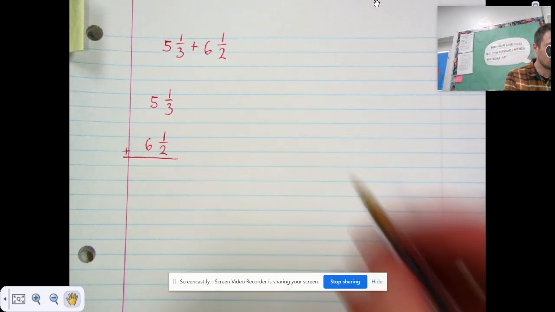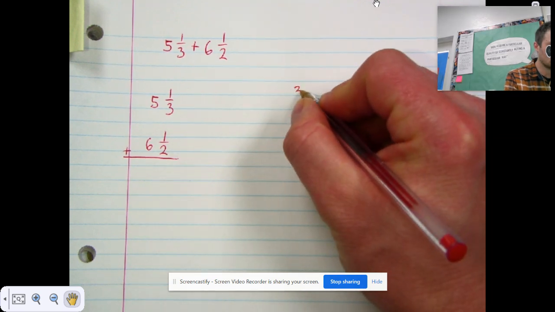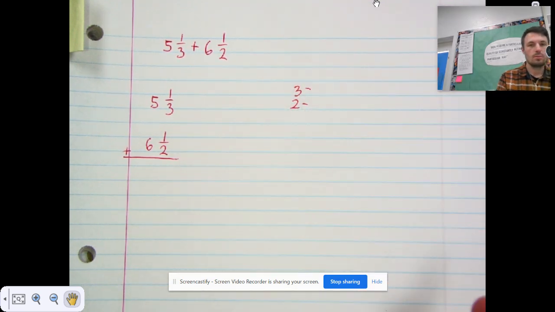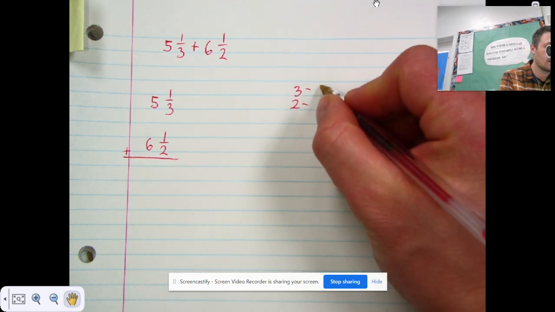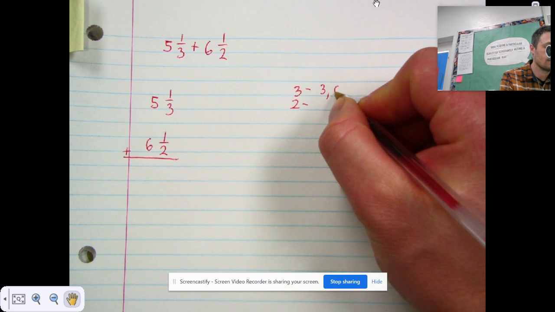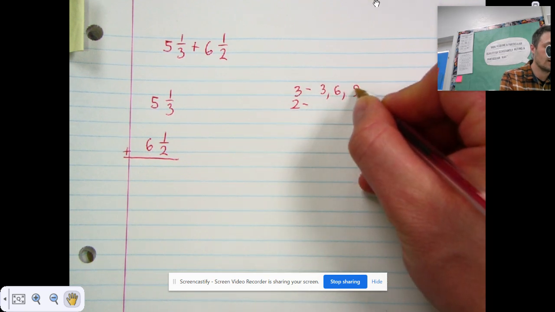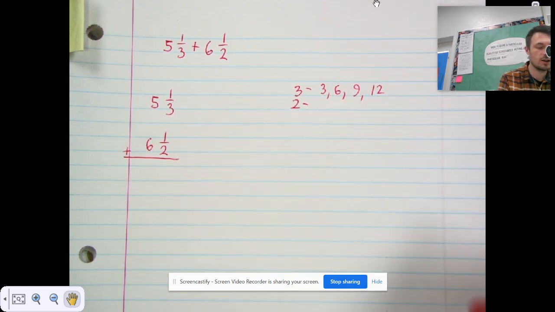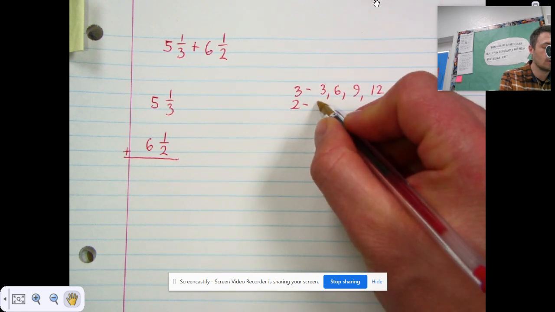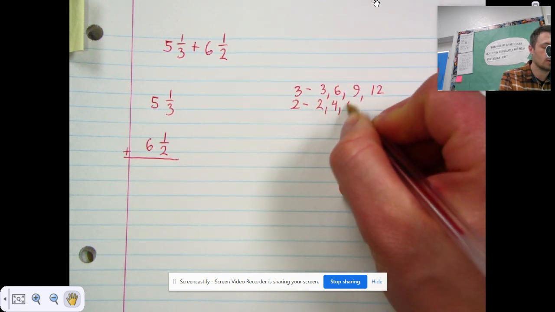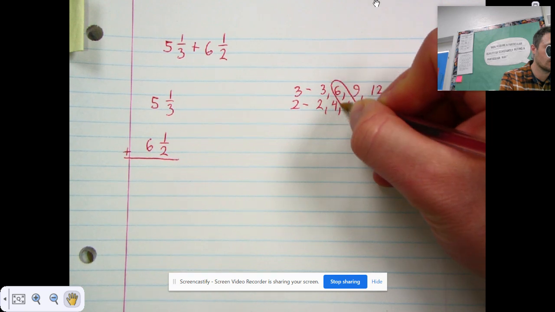So now I'm going to write 3 and 2, my two denominators, and I'm going to list the multiples for each of them until I find the first number that's in both lists, or the lowest common multiple, the LCM. 3, 6, 9, 12. I'll just stop right there, and then I'll move on to 2. 2, 4, 6. And look, I have a number that's in both lists.